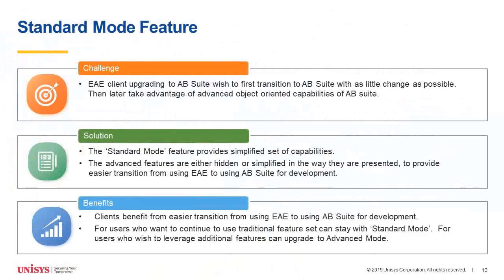Once they have moved to AB Suite, settled well in standard mode, and are comfortable exploring the advanced features of the product, they can move from standard mode to advanced mode. That allows them a stepwise approach: first move to AB Suite in standard mode, settle down well, stabilize, make yourself comfortable, and once you have done that, you can start exploring the more advanced features.